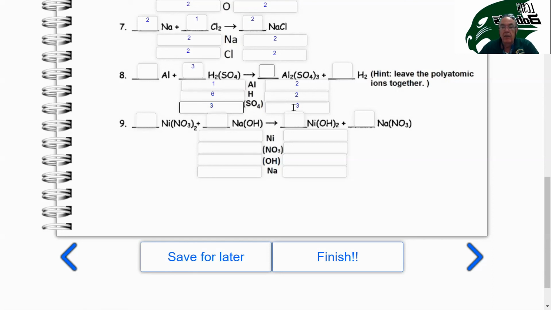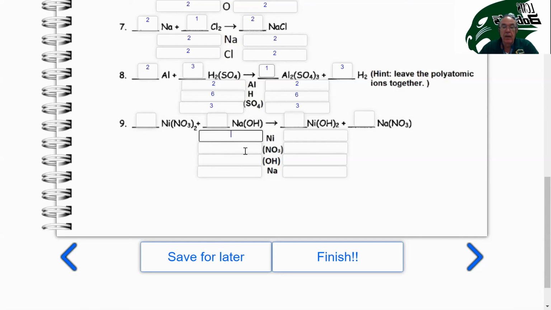And then, sometimes you fix one thing, you break something else. I have 6 hydrogens here and only 2 here, so I'm going to put a 3 here. 3 times 2 is 6. Okay, so now I've got the sulfate balanced, the hydrogen balanced. I have 2 aluminums on this side, but only 1 on this side, so I'm going to bump this up to a 2 coefficient, and we're using a 1 there. I bump this up to a 2, that means this is a 2, and everything that goes in is equal to what comes out.